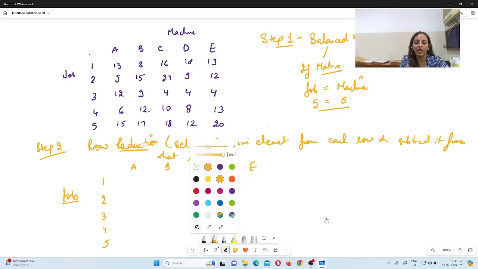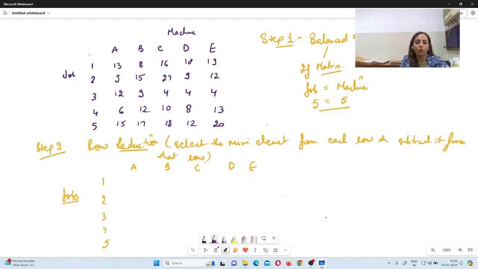Now we have to put the values, and how will the values be put up? Same as before, you have to select the minimum. So in the first row, which one is the minimum? 13, 8, 16, 18, 19. The minimum one is 8. So subtract 8 from each element of the first row. 13 minus 8 will be 5. 8 minus 8 will be 0. 16 minus 8 will be 8. 18 minus 8 will be 10. And 19 minus 8 will be 11.